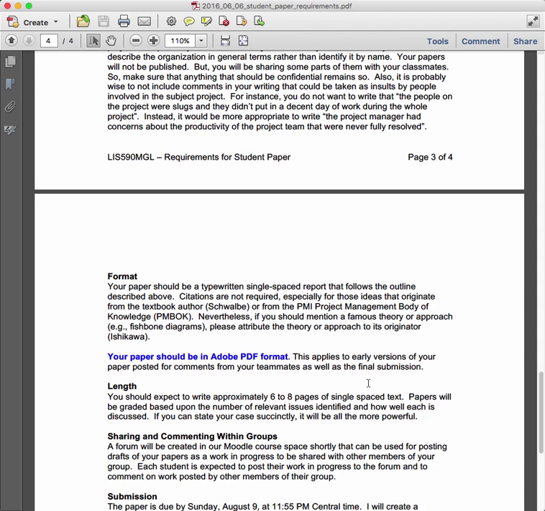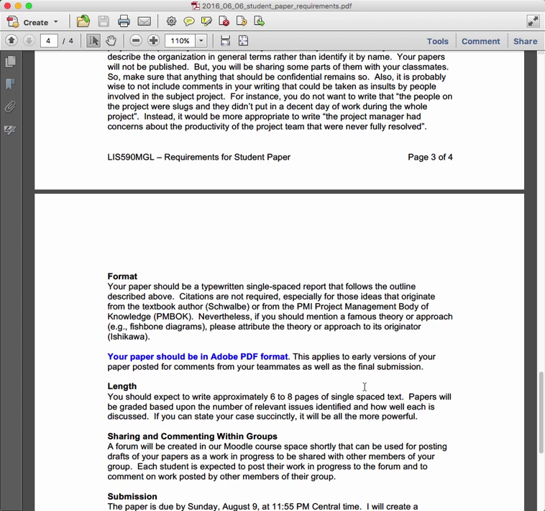Format: typewritten, single space, follows the outline above. You don't have to use formal citation, especially if you're talking about things that are in the Schwalbe book or things that happen to be in the PMI body of knowledge, the PMBOK. On the other hand, if you mention a famous theory or approach, for instance, fishbone diagrams, please attribute the theory or approach to its originator. In the case of fishbone diagrams, that would be Ishikawa. Okay, apart from that, you don't need footnotes.